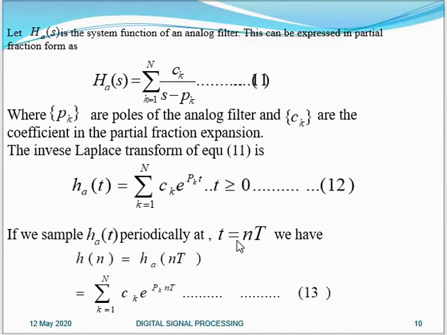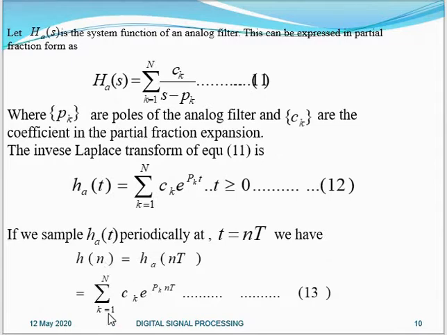So in case t is equal to nT, your h of n, now in this digital domain, not t, is nothing but h_a(nT). If I place nT at this small t, that is given as h(n) in the digital domain. In the digital domain we don't use t, it is n. The sampling is in terms of n.